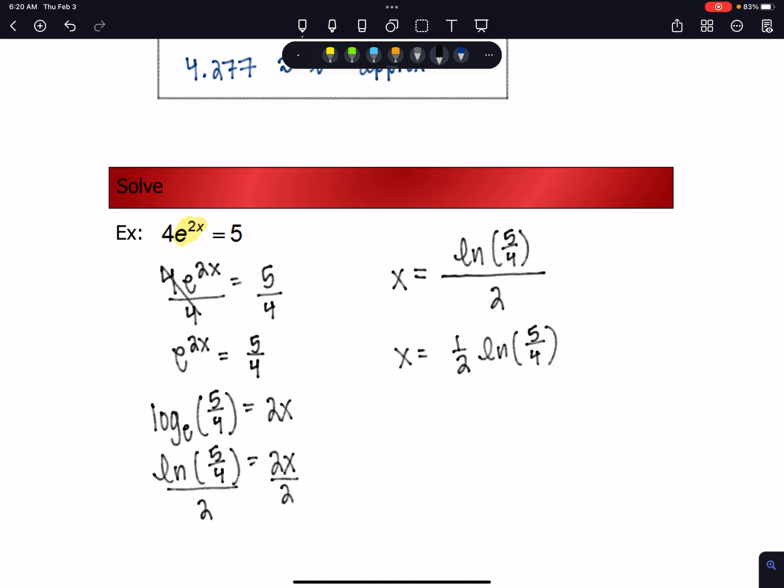And then after using the properties that we've learned previously, some of you might say, can I take that 1/2 and bring it to the argument? You could do that, but it's not typical that we do that. This is an exact answer. And for our approximate answer, I encourage you to press pause, put this in your calculator, and make sure you get the same value I get. 1/2 times the natural log of 5/4 is approximately 0.112.